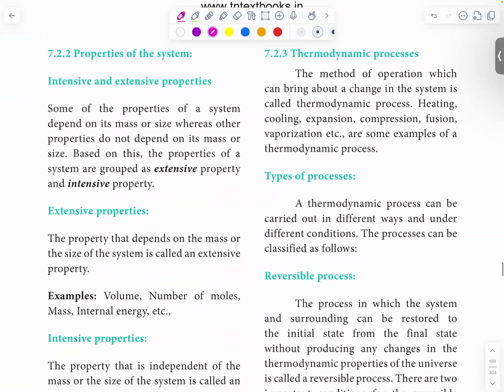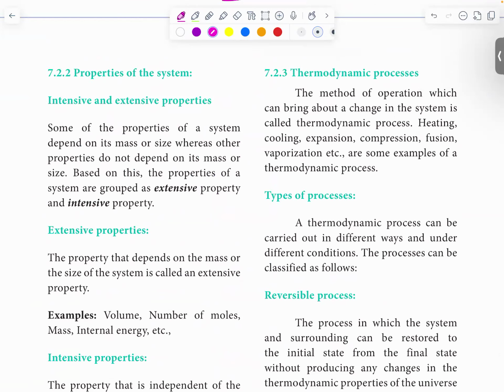If we talk about the intensive and extensive properties in thermodynamics, remember that intensive properties are those properties which do not depend upon the size of the system, and extensive properties are those properties which depend upon the size of the system. So extensive are size dependent properties, and intensive are size independent properties. Okay, what is the meaning of size dependent or size independent?